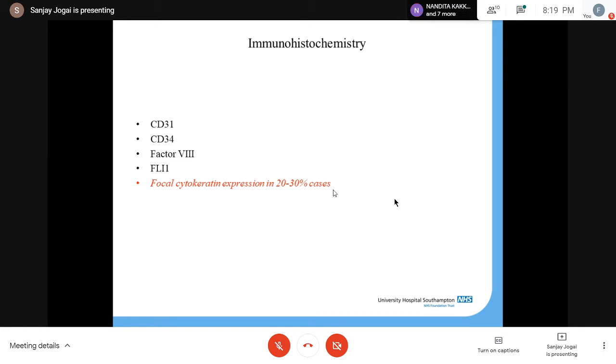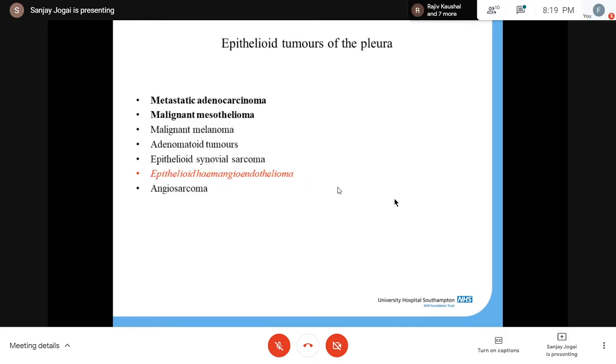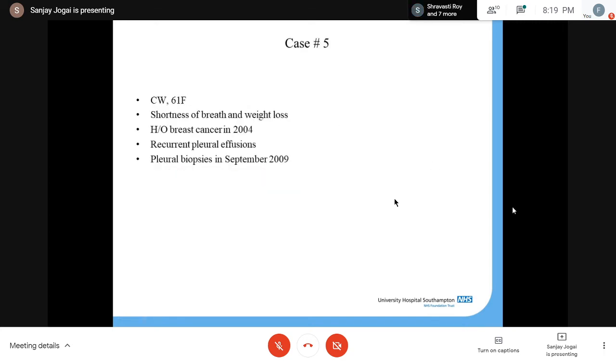Epithelioid tumors in the pleura which are showing epithelial marker positivity, if they are not malignant mesothelioma, it's always a good idea to do vascular markers, because you don't want to miss a malignant vascular tumor. So the common epithelioid tumors are adenocarcinoma, mesothelioma, melanoma, adenomatoid tumors pretty uncommon, synovial sarcoma, and this is a case of epithelioid hemangioendothelioma. With that, we'll move to case 5 and then probably have a bit of discussion.